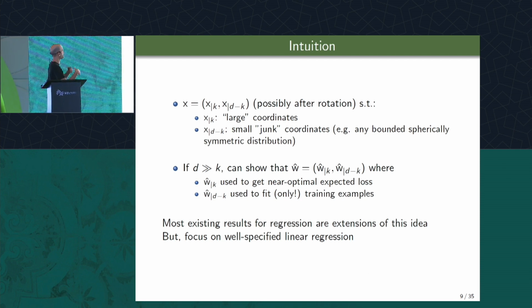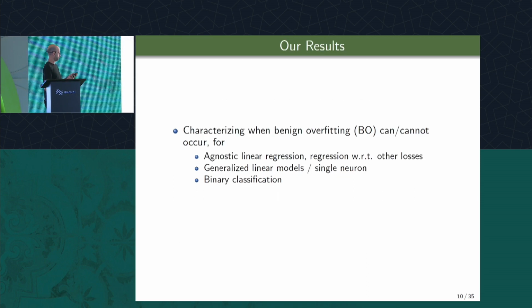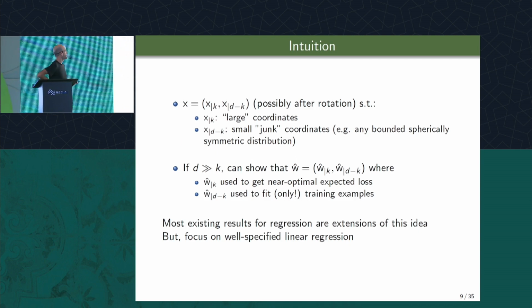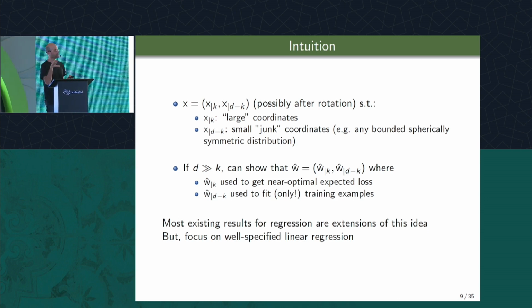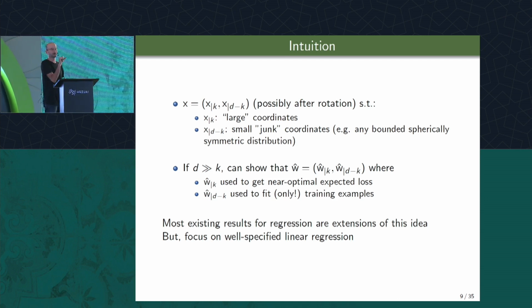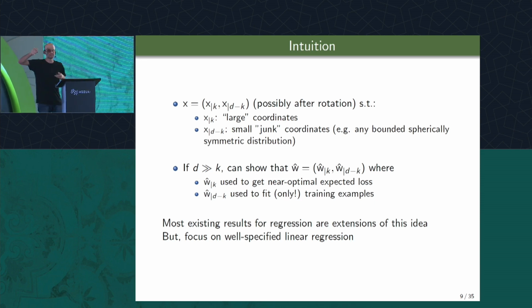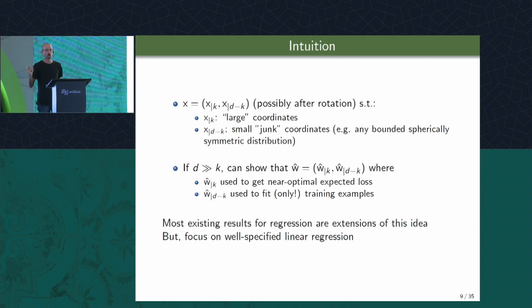And what they were able to show is that if the dimension is sufficiently large, then the learned predictor, this min-norm predictor W hat, has the following structure. The first k coordinates, the ones that interact with the first k coordinates of x, basically get a near optimal expected loss. So if you just use that component of the predictor, that would already give you a near optimal predictor. And the rest of the coordinates are just used to fit the training examples. This is what allows you to get zero training error, but it has very little influence on new examples. Because this is in high dimensions, on new examples, this component tends to be orthogonal to the relevant component of new examples.